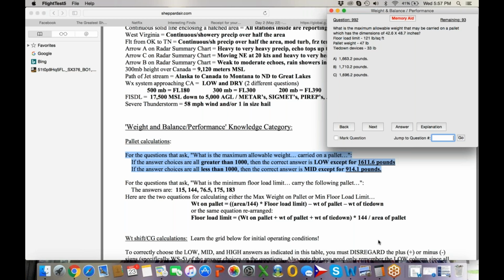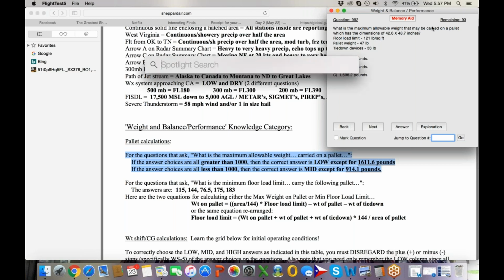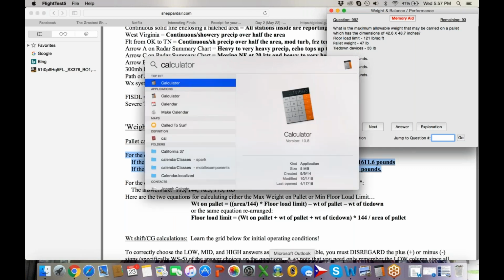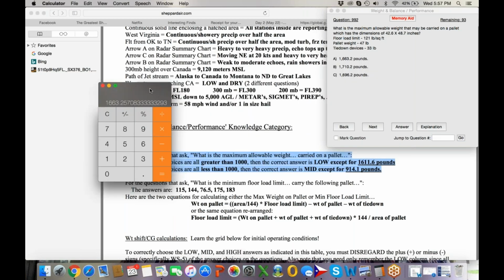Do you mind if I pull up your calculator, Tyrell? Yeah, that's fine. I can do that for you. Okay, so let's just show you guys that. Let's prove it out really quick. So 42.6, multiply that by 48.7. Okay, that's your square inches.